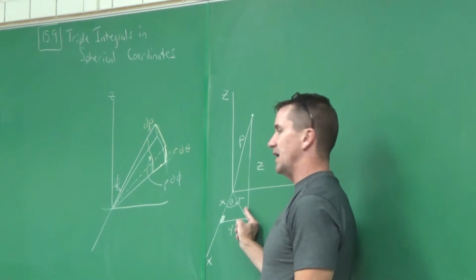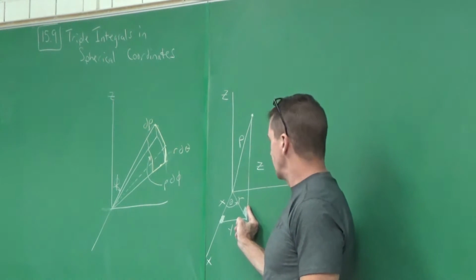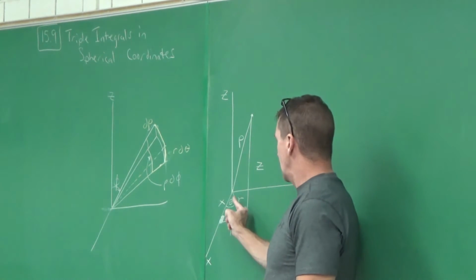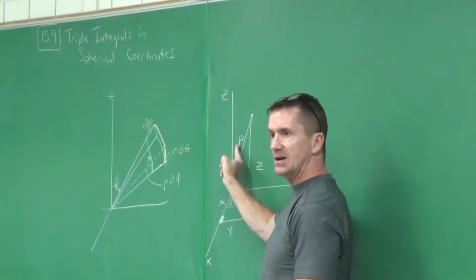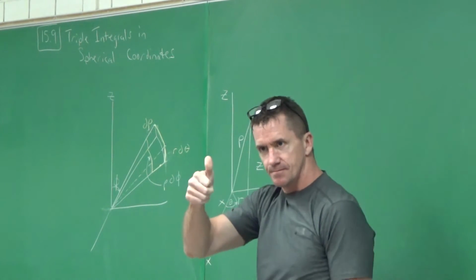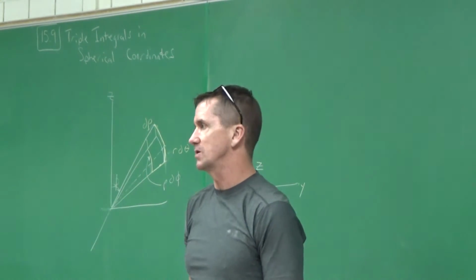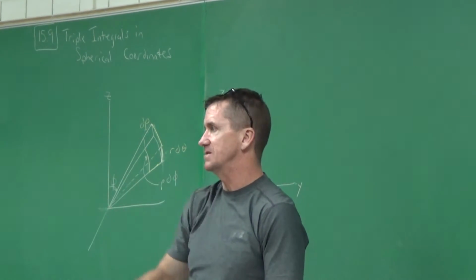You all notice we have another right triangle in here? The right triangle has a length of r and a length of z as the legs, but the hypotenuse is this Greek letter rho. So that's one of the variables in spherical coordinates. It's just the distance from the origin out in space.